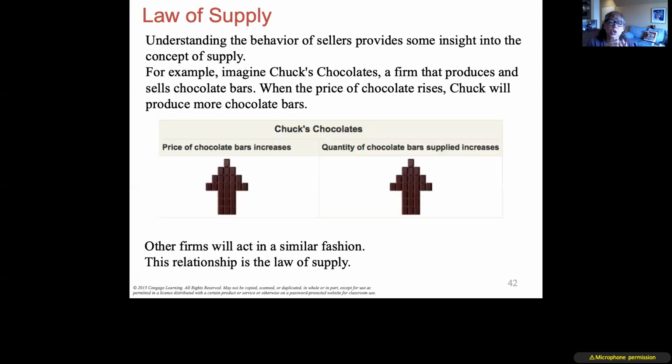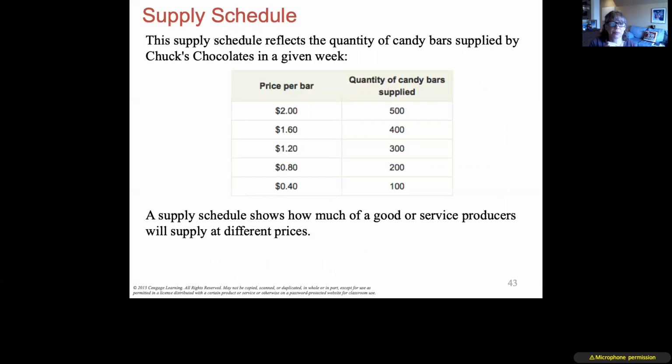If we look at this in terms of our chocolate, now we're not the consumer anymore, we're the manufacturer, and we're Chuck's Chocolate, a firm that produces and sells chocolate bars. When the price of a chocolate bar rises, Chuck's going to produce more chocolate bars. So this is a direct relationship versus the inverse relationship. When we look at the price schedule for Chuck, Chuck can decide at every single price point, for instance $2, how many he's willing to sell. At $2, he's willing to sell 500.